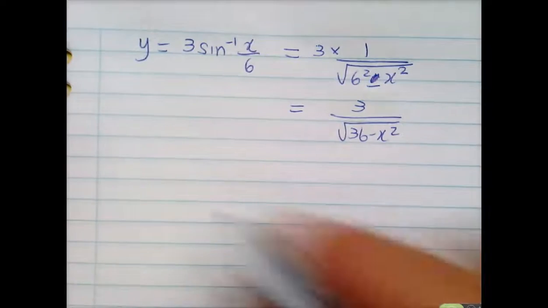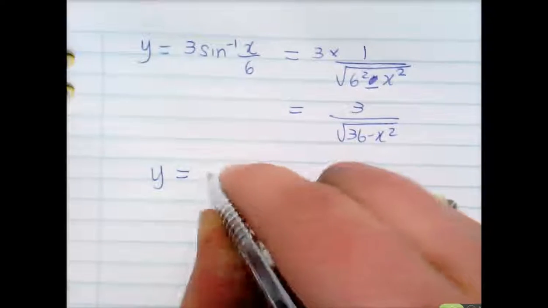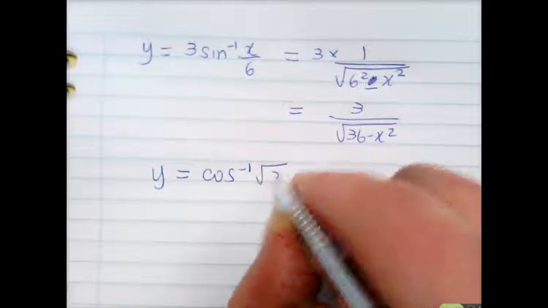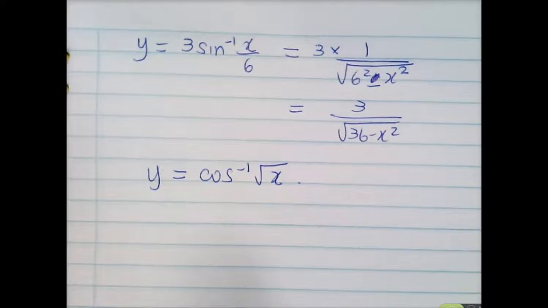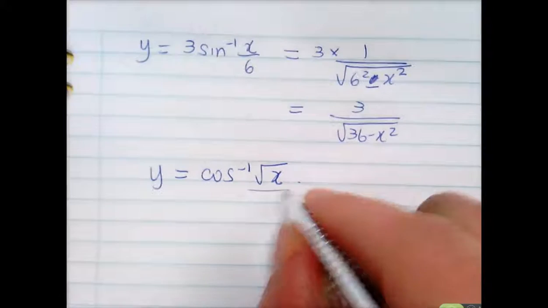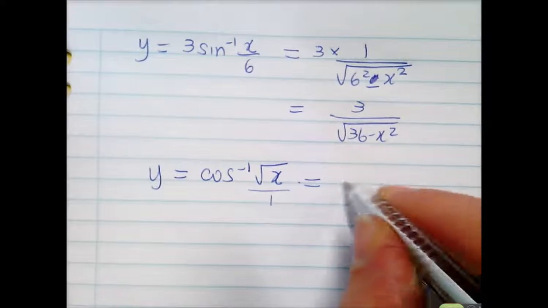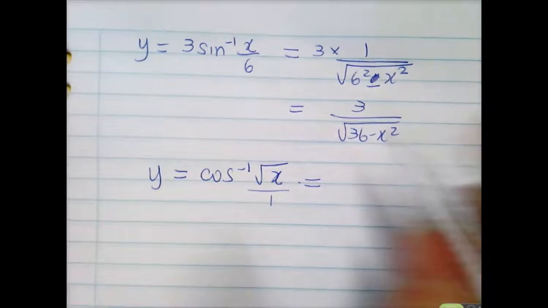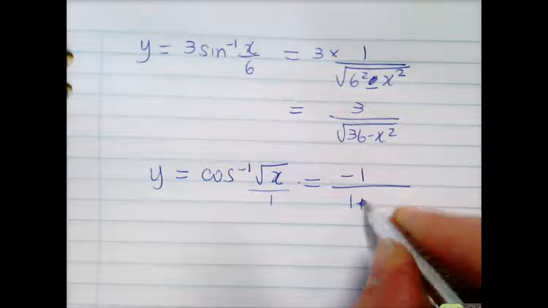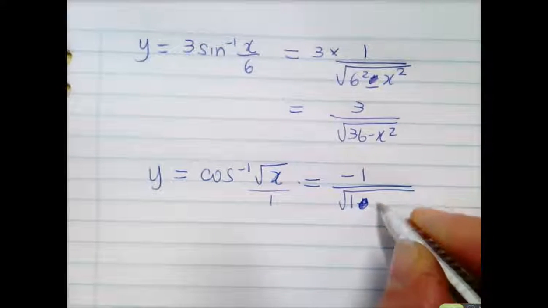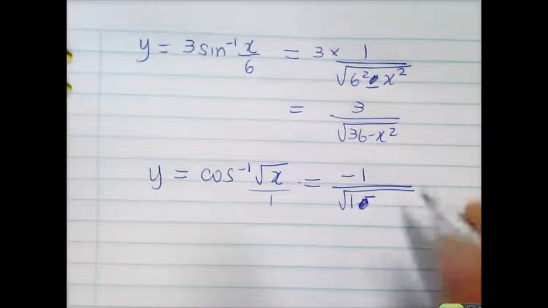Give you another one. y equals inverse cos of the square root of x. Rule or no rule? Don't use the rule. A is 1 in this case. Inverse cos is the negative of the sine one. Negative 1 over 1, no. Negative 1 over the square root of 1 minus what?